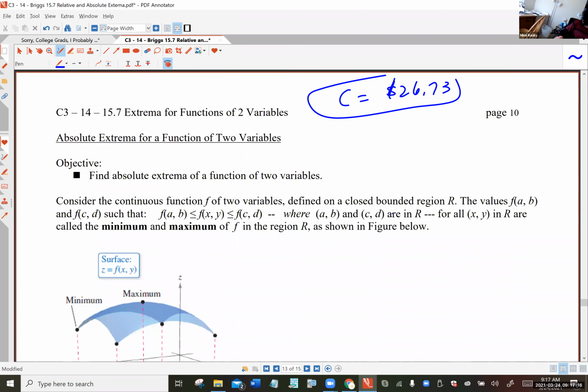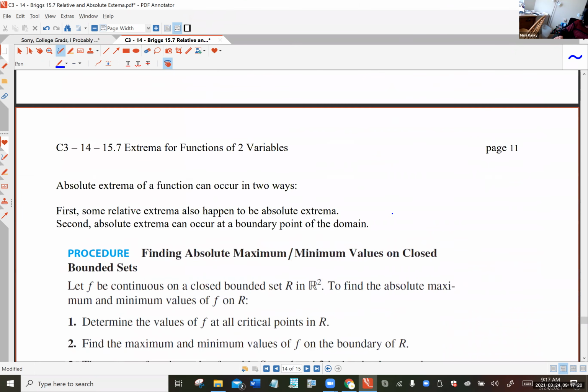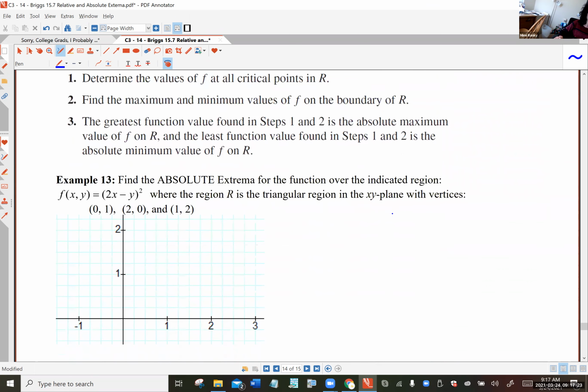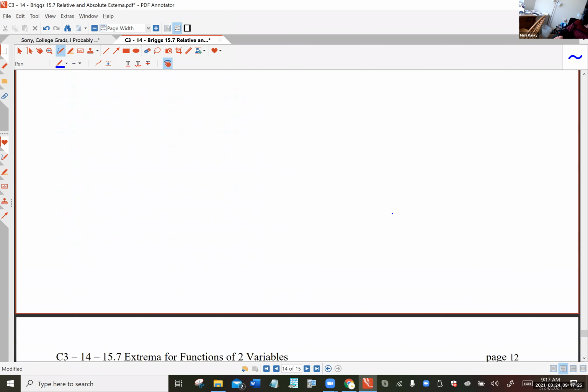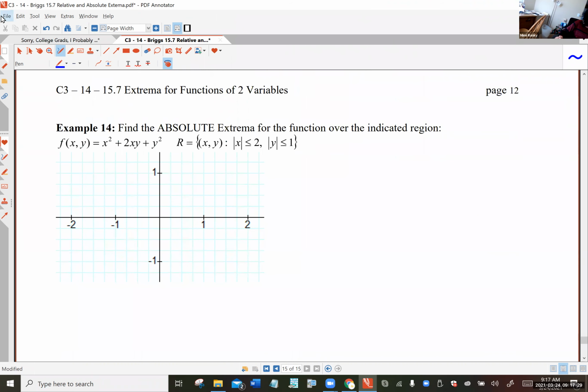I'm going to skip absolute extrema because I don't have time. But you did discuss absolute extrema when you took Calc 1. So don't worry, I won't put it on any test or quiz. Okay, so that's the good news. No absolute extrema. We're going to move right on into the Lagrange multiplier method. Yay. Good stuff.